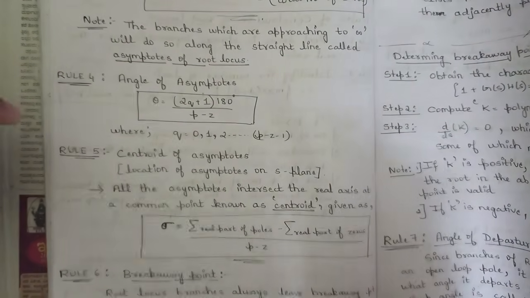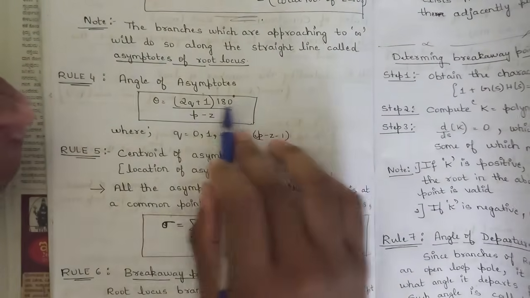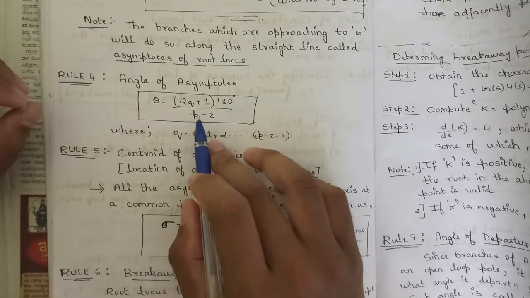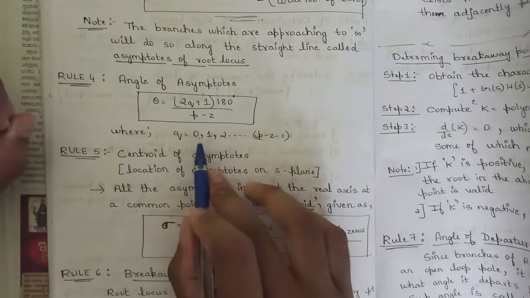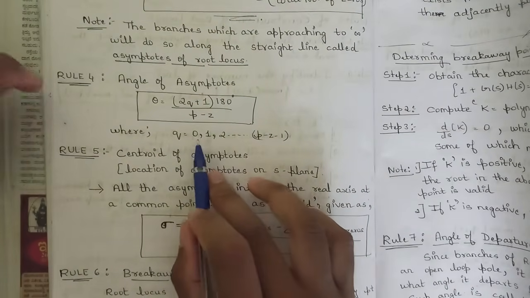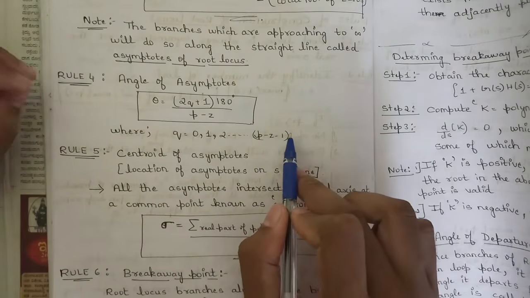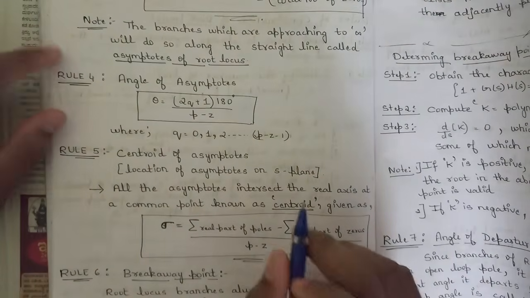We have a formula for that: theta is equal to (2q plus 1) into 180 degrees divided by the number of poles minus the number of zeros, or we can simply write it as p minus z, where the value of q goes from 0, 1, 2 up to p minus z minus 1. Okay, so now what is this p minus z minus 1? Let's see this with an example.